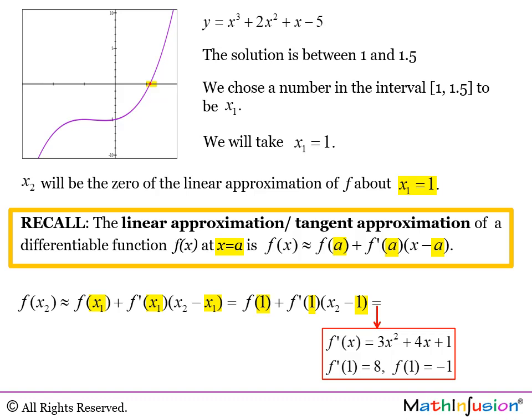We are differentiating the function f(x). We will substitute 1 to get f prime of 1 equals 8. And we will substitute 1 in the function to get that f(1) equals negative 1. And we get that. For our specific x sub 2, f(x) can be approximated by negative 1 plus 8 times (x minus 1).